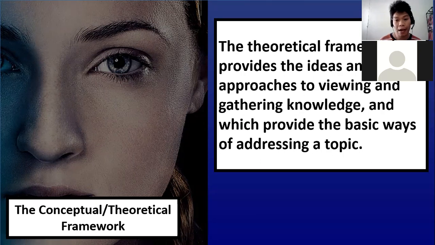Okay, the theoretical framework provides the ideas and approaches to viewing and gathering knowledge, which provide the basic ways of addressing a topic. So, the theoretical framework should provide the possible ways on how to answer your research question or how your research gap can be filled in. So meaning, yung framework ninyo, this will be the basis on how you're going to construct your survey questionnaire, your research instrument. It's because that's the lens that you're going to use in order to analyze your data.